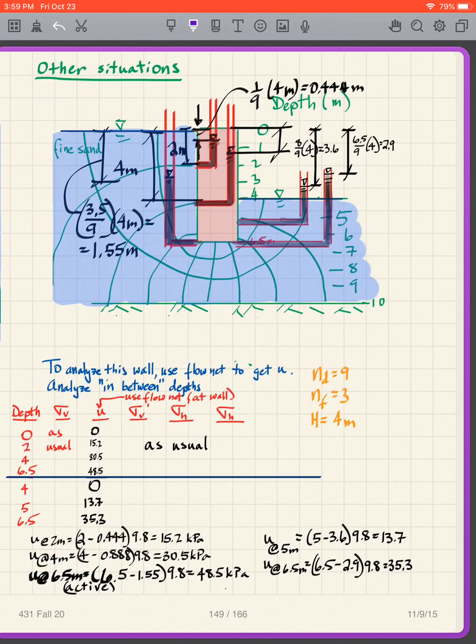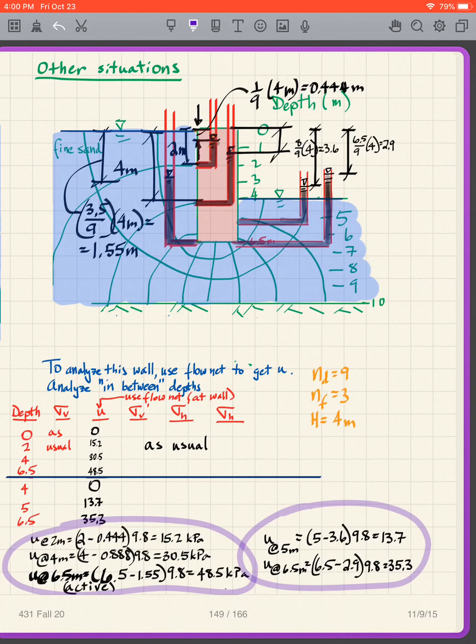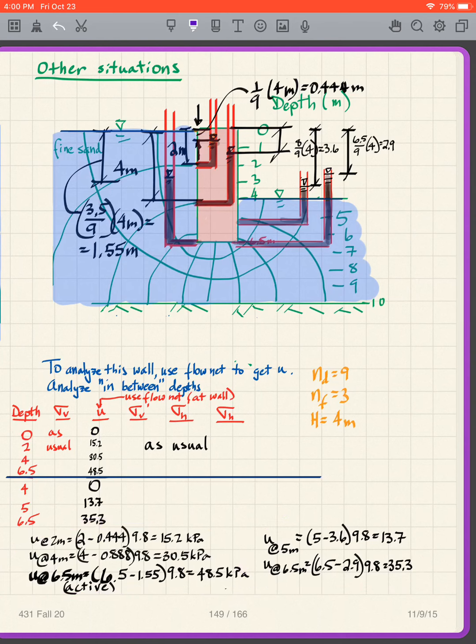So that is how you do it when you have a water table that is different on both sides of the wall. You can take a look at the calculations, and you can review your flow nets a little bit to get those details of what those pore pressures are. So you can pause the video and look at those calculations. You may have to revisit your flow net calculations and go back to Engineering 430. You can look at some of those YouTube videos and they will describe flow nets in more detail if you don't remember.